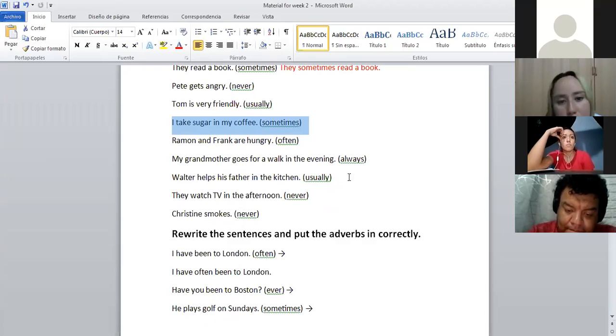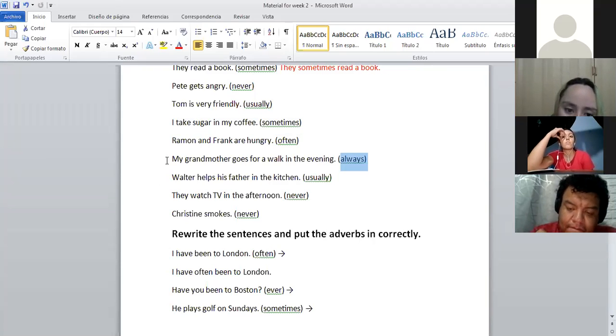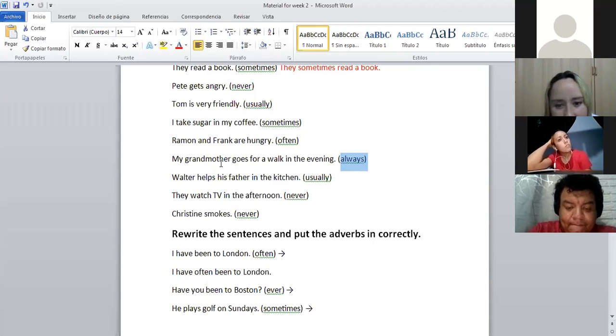My grandmother goes for a walk. And the adverb of frequency? Is it always? Yeah, but my grandmother goes always. No. Remember, the adverb of frequency goes before the verb. Okay. Again. And my grandmother always goes for a walk in the evening.